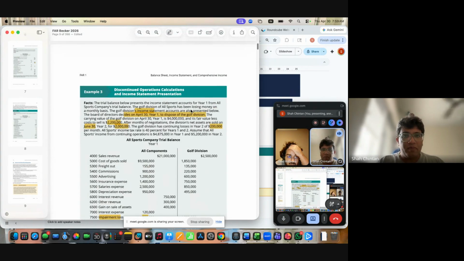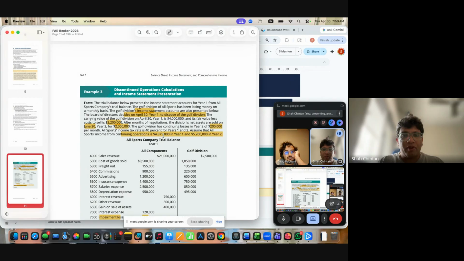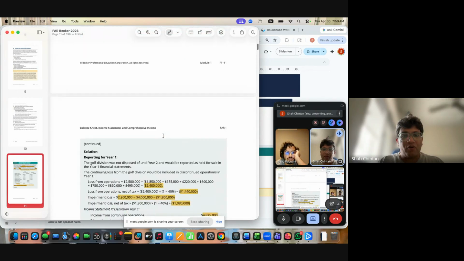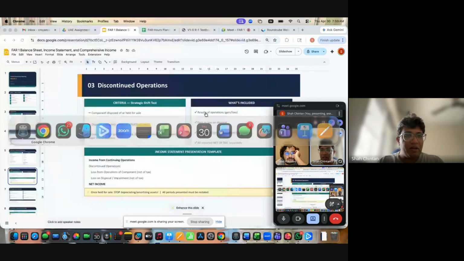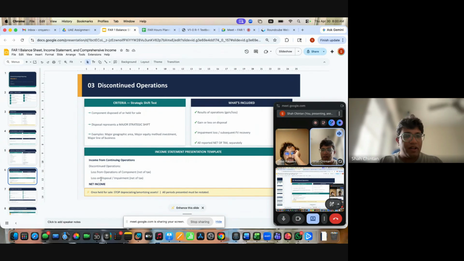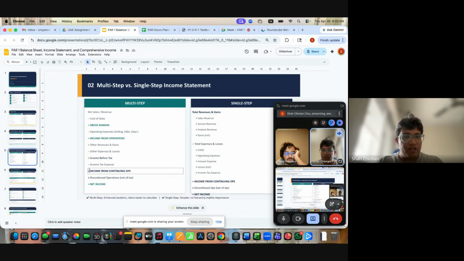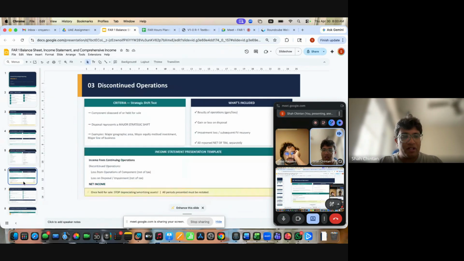If you scroll up the question, what they say: assume that all sports incomes from the continuing operation is 4.8 million for year 1 and 5.2 million in year 2. तो आपको इनकम फ्रॉम कंटिन्यूइंग ऑपरेशन दे दिया गया है 4.8 मिलियन। So you start at 4.8 million. एक बार हम स्लाइड पे आते हैं। You are here, income from continuing operation, आपको ये फिगर ऑलरेडी दे दी गई है. Now you just have to put plus or minus discontinuing operation.